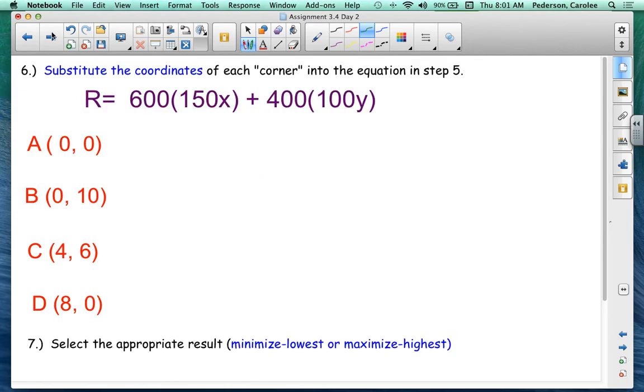All right, I'm going to go ahead and stop there just so this movie doesn't get too long, and then we'll finish up step 6 and 7 on the next video.